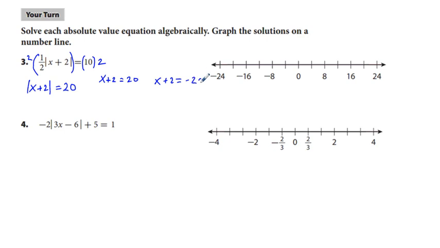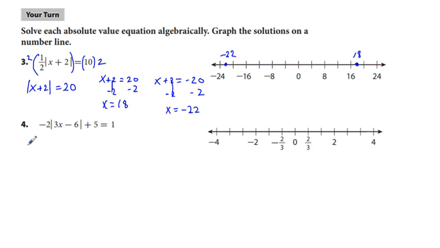And we solve both equations by subtracting 2. We get x equals 18. That's one of our solutions. So we can mark this on our number line. And then our other equation, we subtract 2. We get x equals negative 22. So there it is, negative 22.